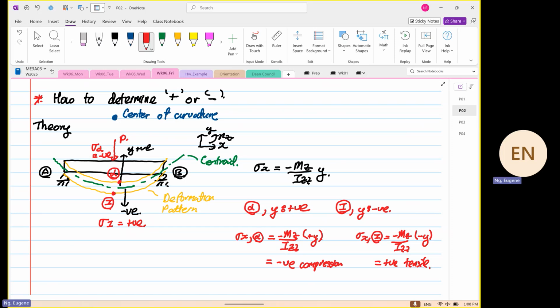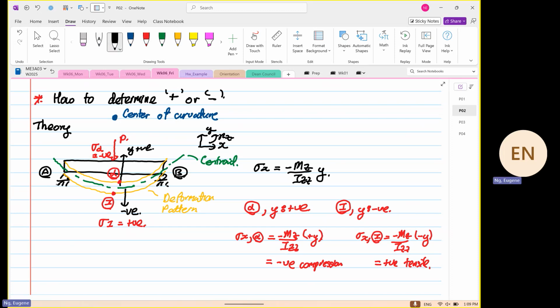The problem with this technique is you have to remember stress x is equal to what? Minus. Yeah, game over. The next thing is you have to know y is dependent on the what? Center of what? Curvature. Y toward the center of curvature is positive, away is negative. I'll teach you something easier.